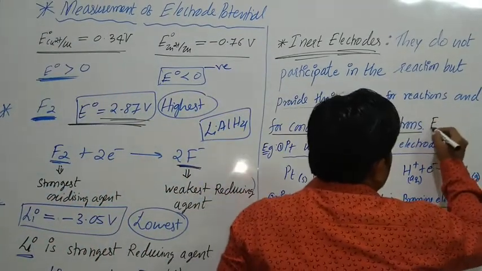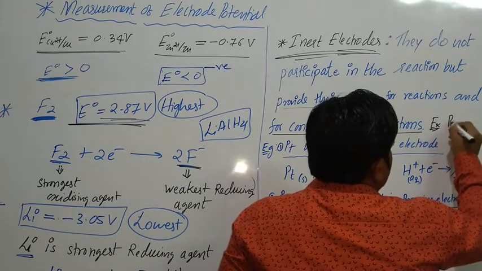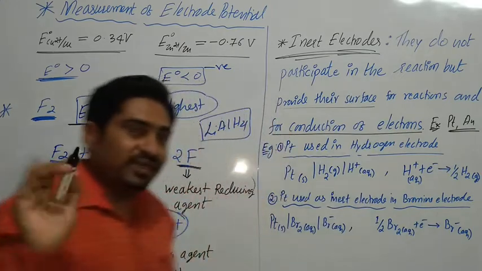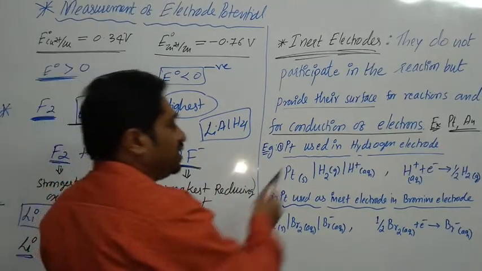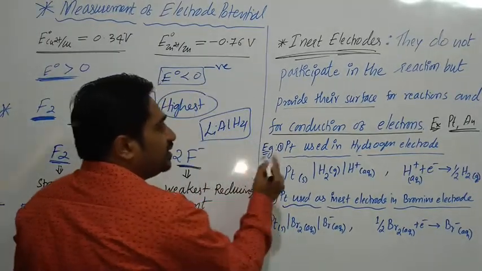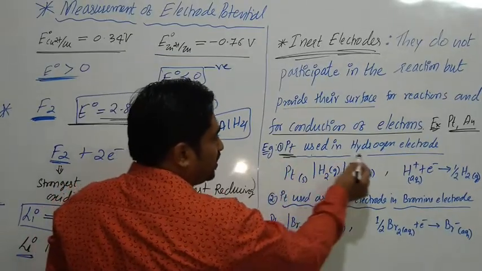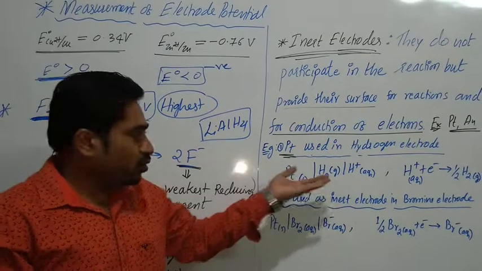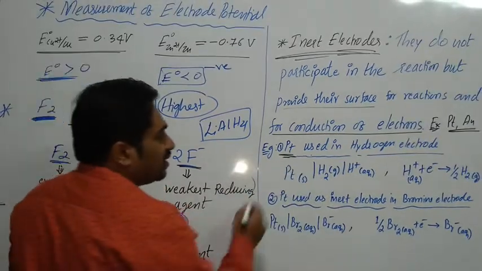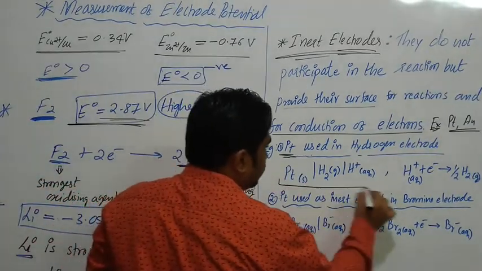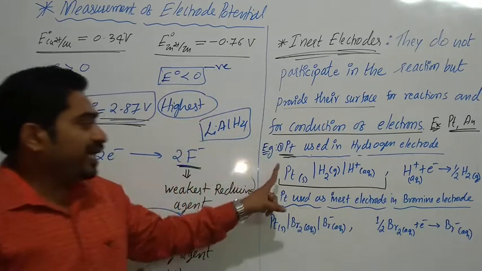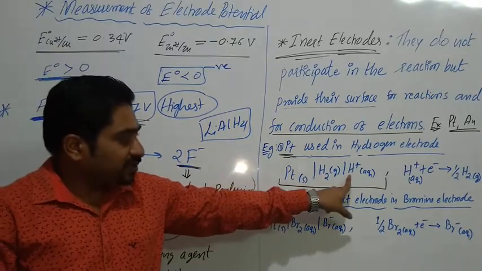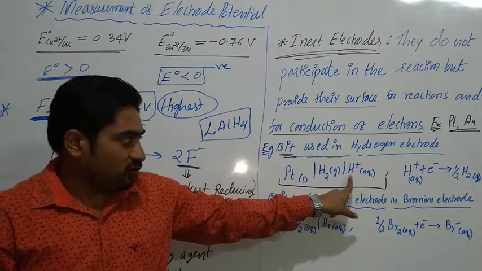Examples for this are platinum electrode, gold electrode, silver electrode, etc. So I have taken two examples here. Platinum is used in the hydrogen electrode as the inert electrode. We already know about this hydrogen electrode. See here, the half cell representation of the hydrogen electrode is platinum, hydrogen gas, in the presence of hydrogen ion solution.